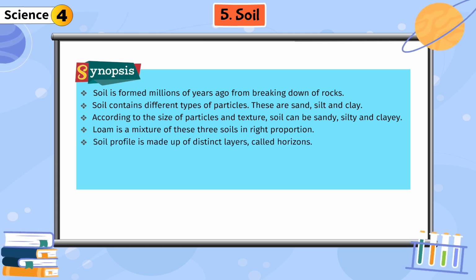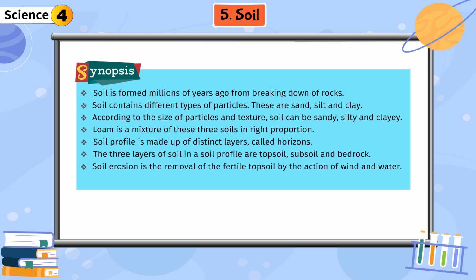Soil profile is made up of distinct layers, called horizons. The three layers of soil in a soil profile are topsoil, subsoil and bedrock. Soil erosion is the removal of the fertile topsoil by the action of wind and water. Soil can be conserved by planting more trees and by building dams across rivers.